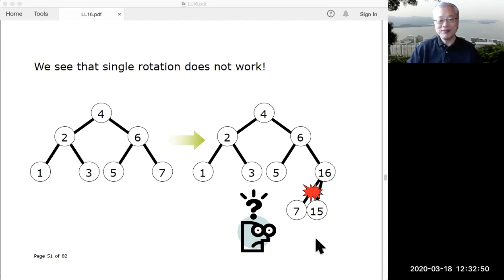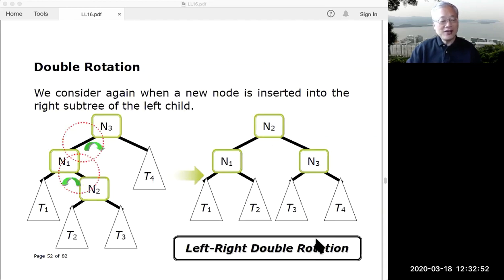Okay, good. Now, let's continue with double rotation. Now, we consider again a new node is inserted into the right subtree of the left child. So that means the situation is we insert a node to the left and then right. Right subtree of left child. If that's the case, then this subtree is too high. It's too high, left and right, and then this subtree becomes very high.